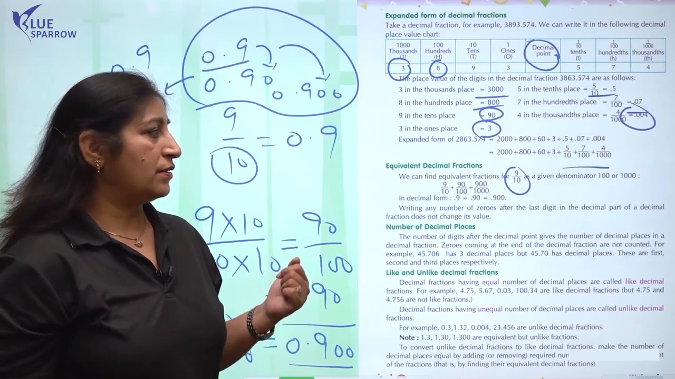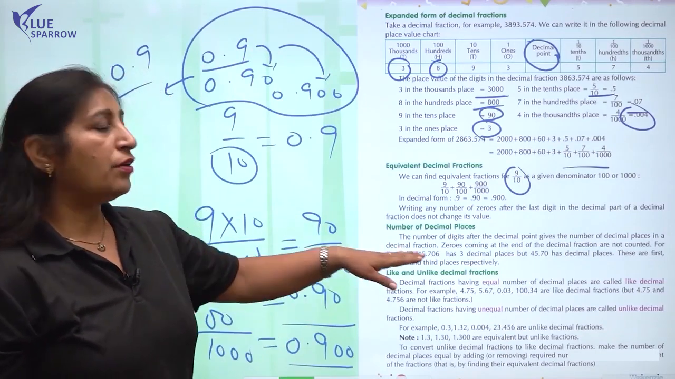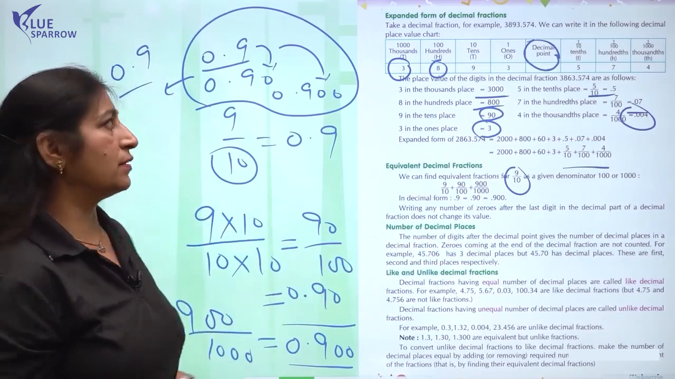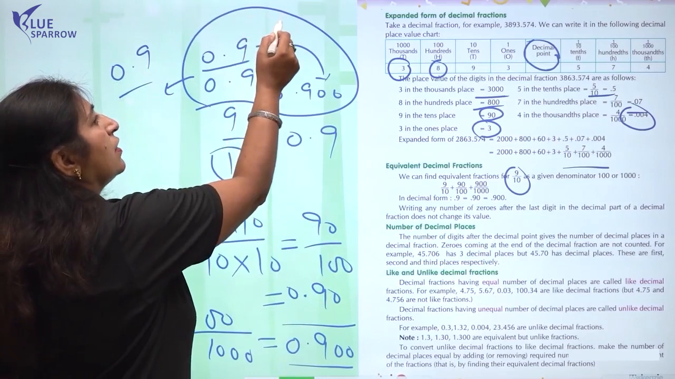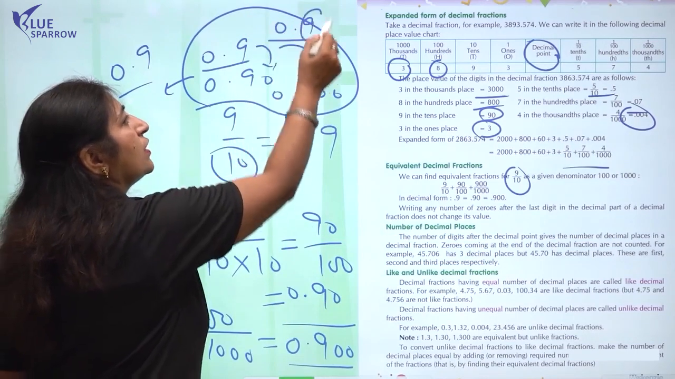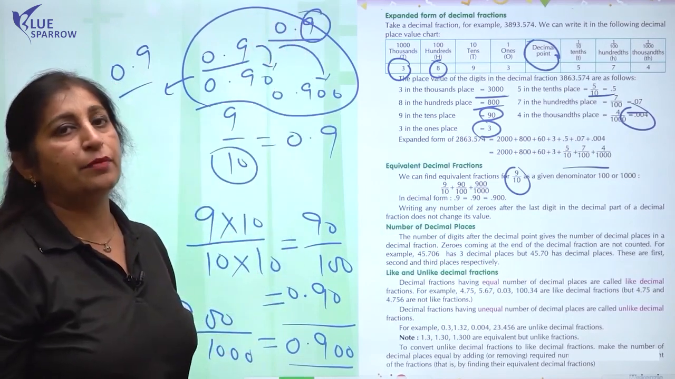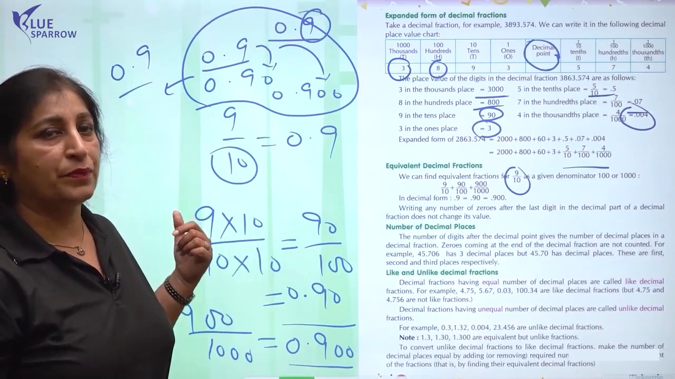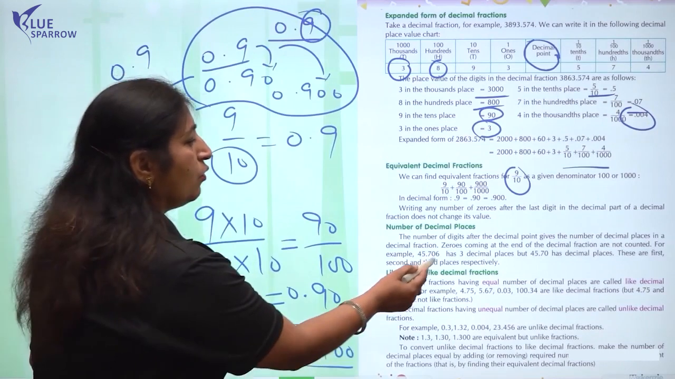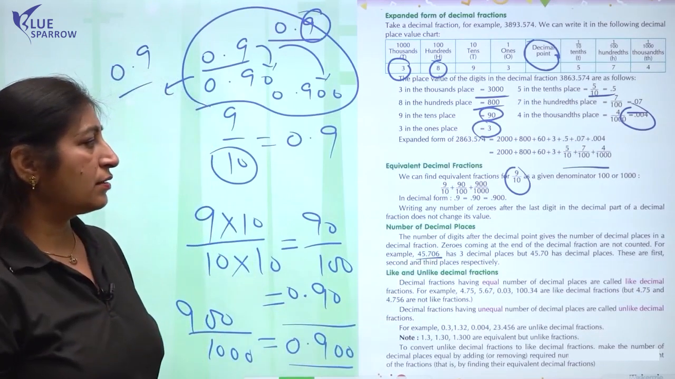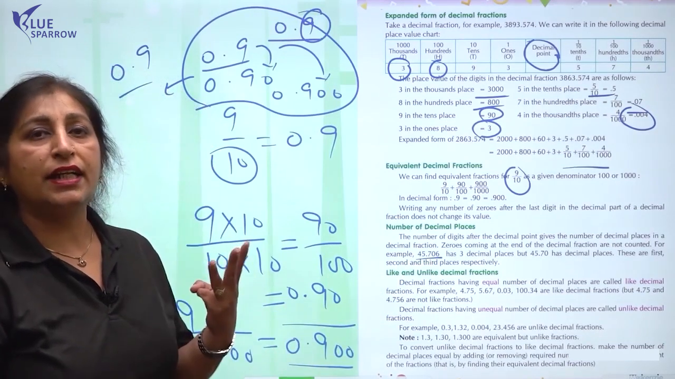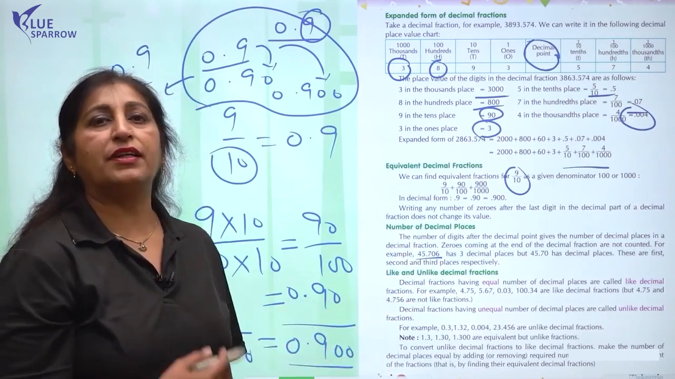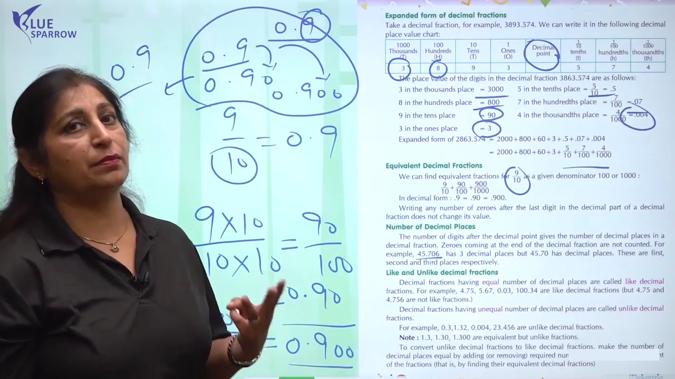Number of decimal places. The number of digits after the decimal point gives the number of decimal places. See, in this case, if you consider 0.9, there is only one digit after the decimal. It means there is only one decimal place in this number. If we consider the number 45.706, it has 3 decimal places because there are 3 places after the decimal.